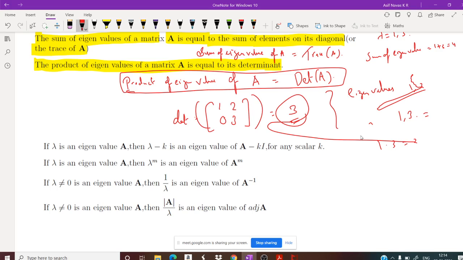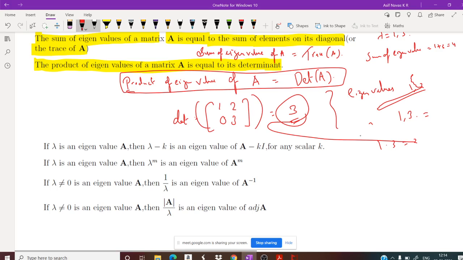So if you want to calculate the eigenvalues of a triangular matrix, it is very easy. You just write down the diagonal elements. In some cases you don't even need to calculate the characteristic equation. You just have to use these properties.